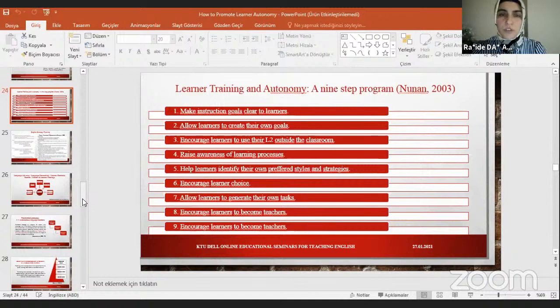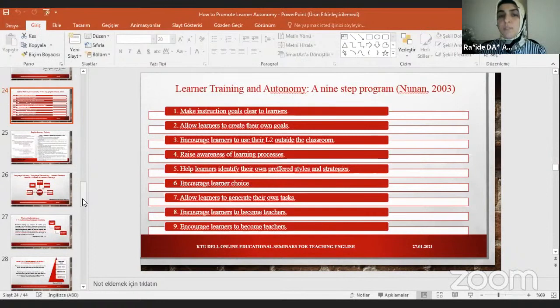So for learner training and for helping your students to become autonomous, at the first step, you should make your instruction goals clear to your learners. So you should make your learners aware of the topic and the goal. And you should allow your learners to create their own goals. So based on their own needs, they will have some goals as well. And as a teacher, you should encourage your learners to use their target language outside the class.